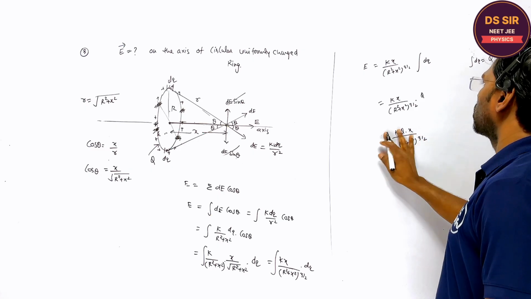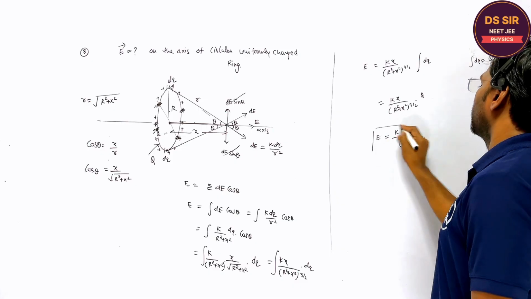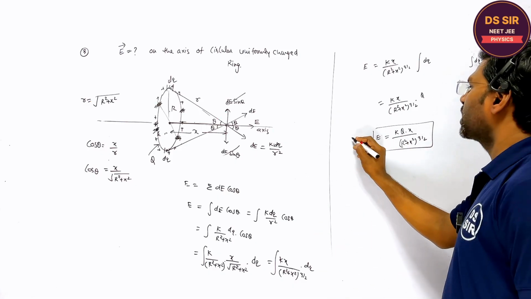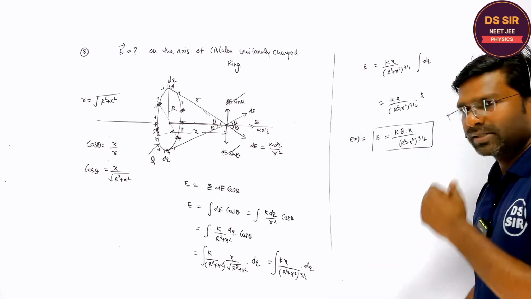Is it clear or not? So this is the electric field. Is it clear? So this electric field is a function of x.